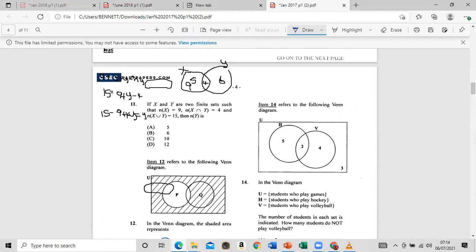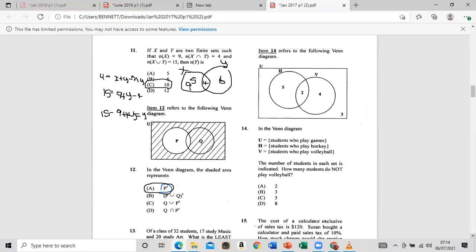All right, so number 14 refers to the Venn diagram. Let's work with it now, guys. The number of students in each set is indicated. How many students do not play volleyball? I did this question already. Volleyball is this. So this does not play volleyball and this does not play volleyball. So 3 plus 5 is 8.